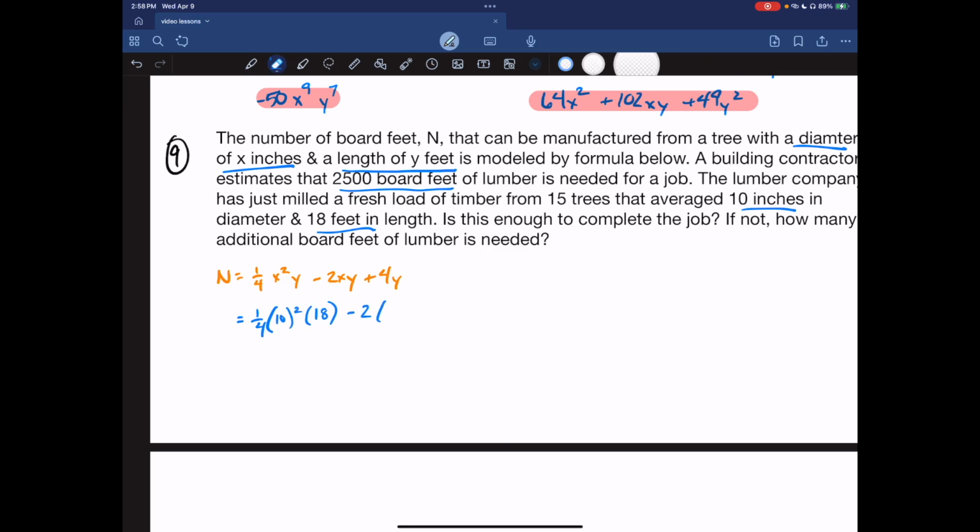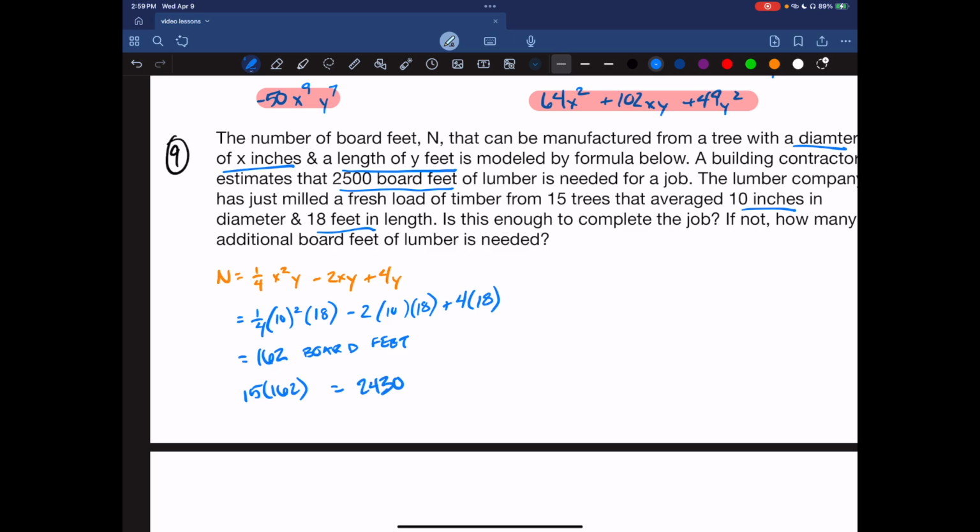Again, this harkens back to some of the first ones we did in this lesson. They give me x, they give me y, I'm just plugging in. So x is 10, y is 18, plus 4, 18. And so you're going to crunch those numbers. This is going to give you 162. Remember, this is one timber, and I have 15. So I'm going to take 162 and multiply it by 15, and that's going to give me 2430.